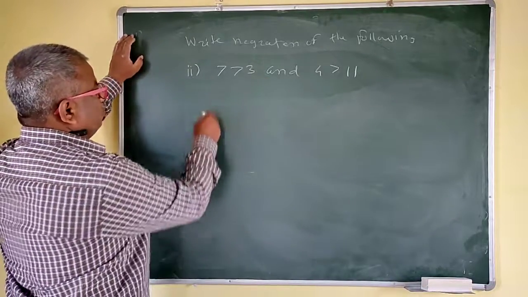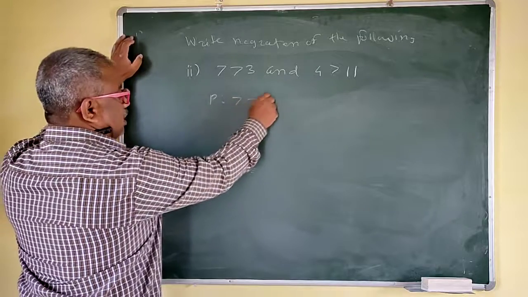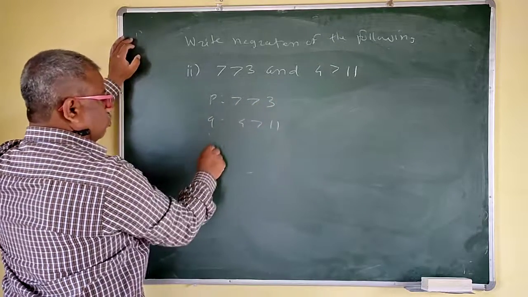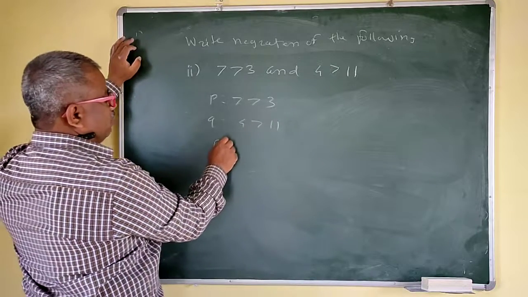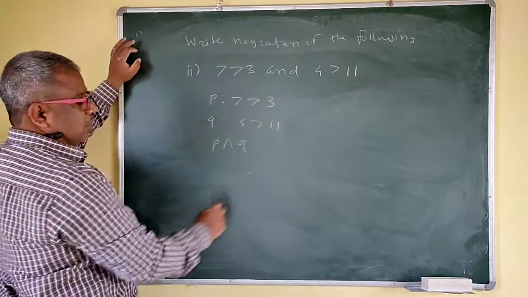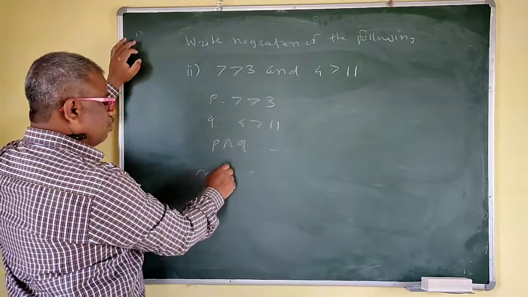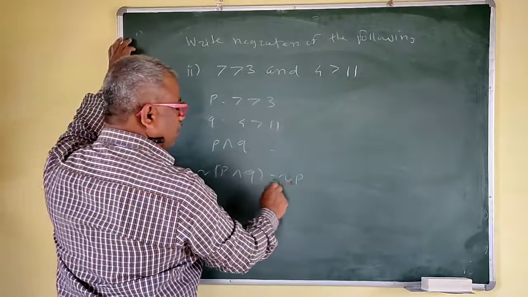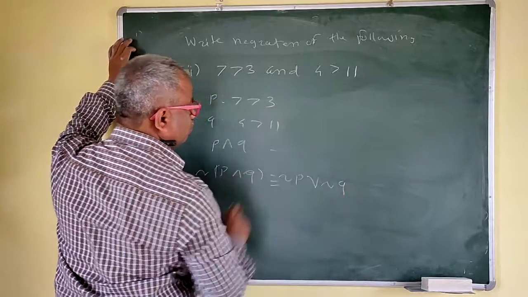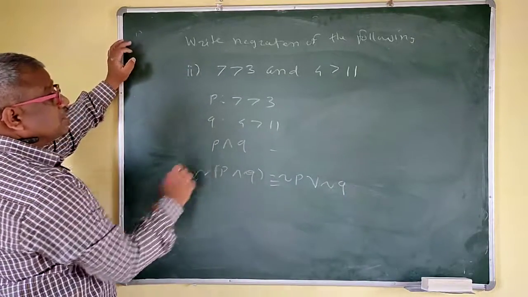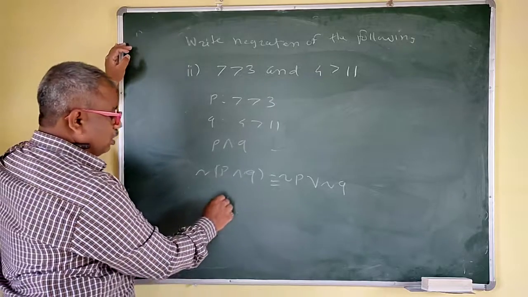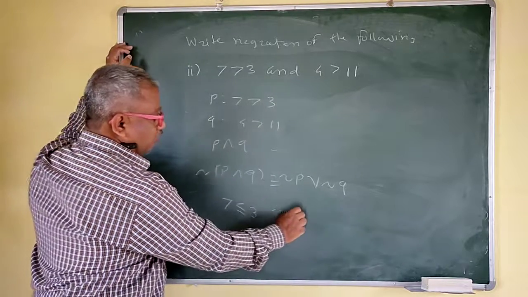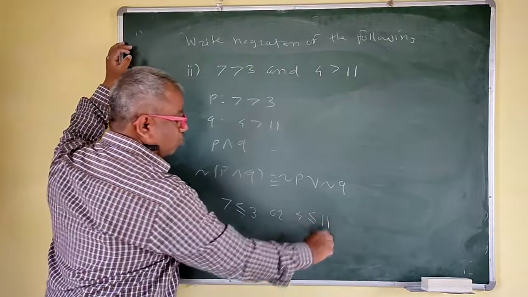You have to make a negation of this one. Your P is 7 is greater than 3. Your Q is 4 is greater than 11. So P and Q is the symbolic form. Negation of P and Q is negation of P or negation of Q. Therefore the negation of the given statement is 7 less than or equal to 3 or 4 less than or equal to 11.